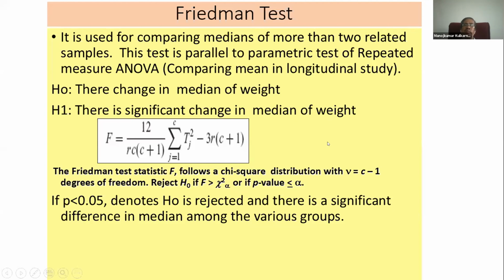Suppose we have measured the weight of children before the start of a certain therapy, after 6 months, after 1 year, after 1.5 years, after 2 years. To what extent are there changes? Is the change we observed in weight due to chance or not? Suppose the children are taking some therapy and we want to evaluate that therapy. If there is a significant change, we can say yes, it may be because of this therapy. So for this, we run the Friedman test.